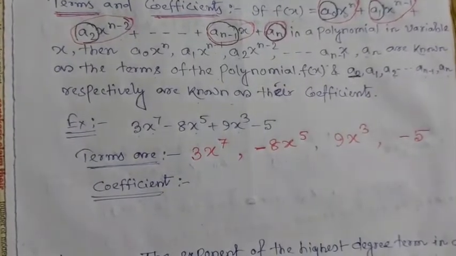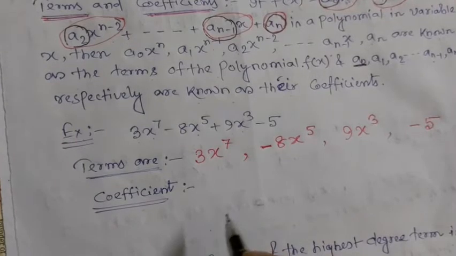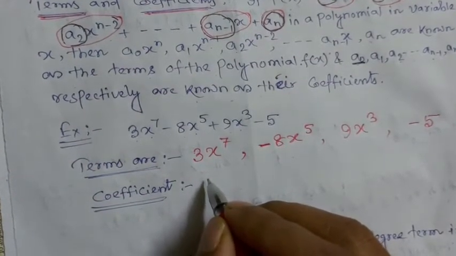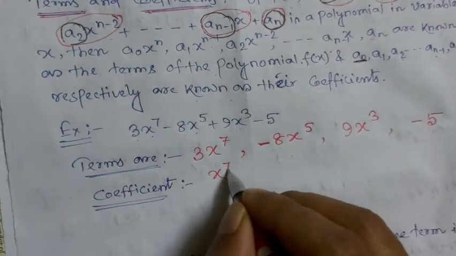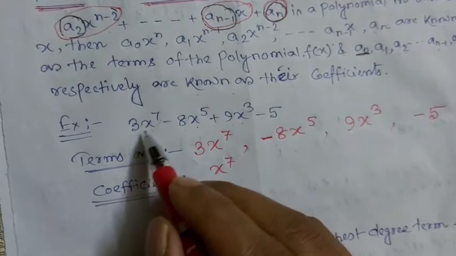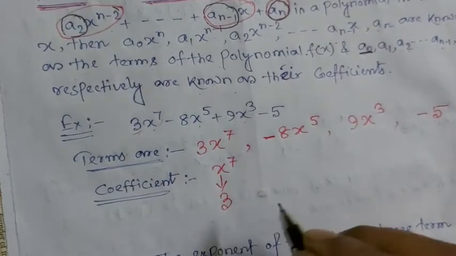Okay. Now we have to write the coefficient. When you write the coefficient, which terms do you have to write? That means the coefficient of x to the power 7. So the coefficient of x to the power 7 means except this term, which one? 3. So the coefficient of x to the power 7 is 3.